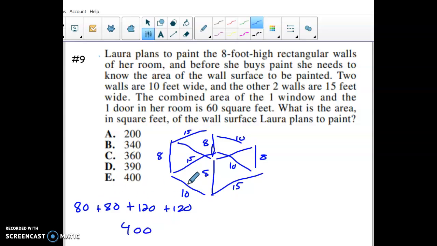But then we got to minus off the window because we don't have to paint over the window. So we have 1 window and 1 door that make a total of 60 square feet. So we're just going to minus those 2 because we don't have to paint them. So the total she needs to paint is 340 square feet.